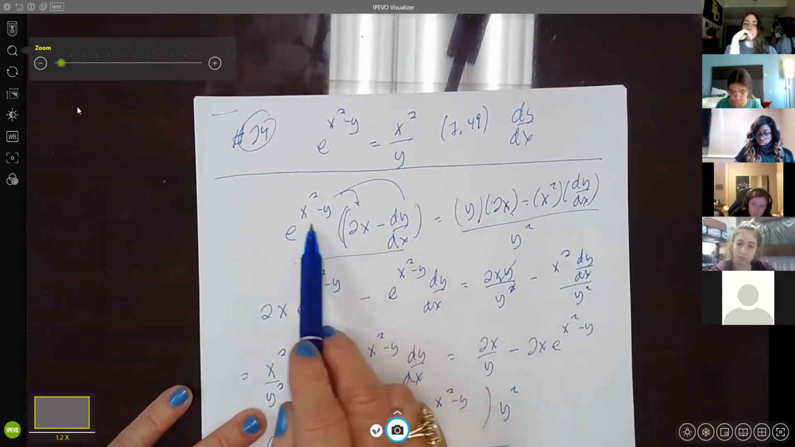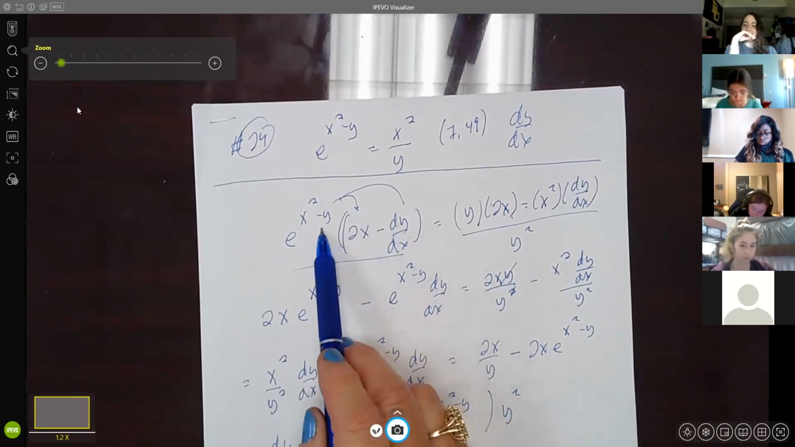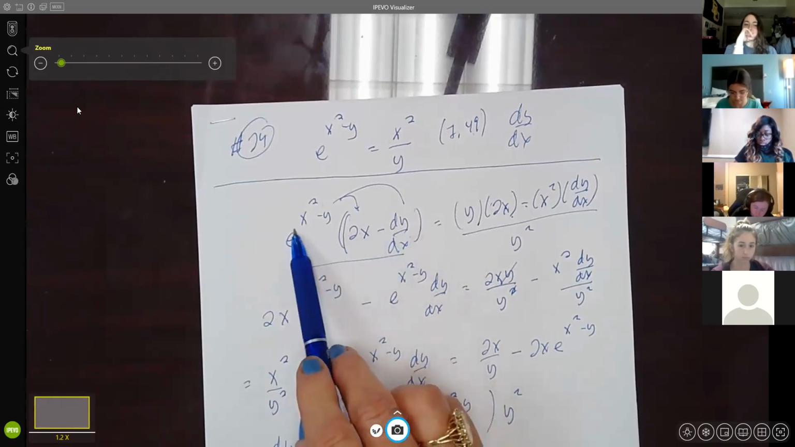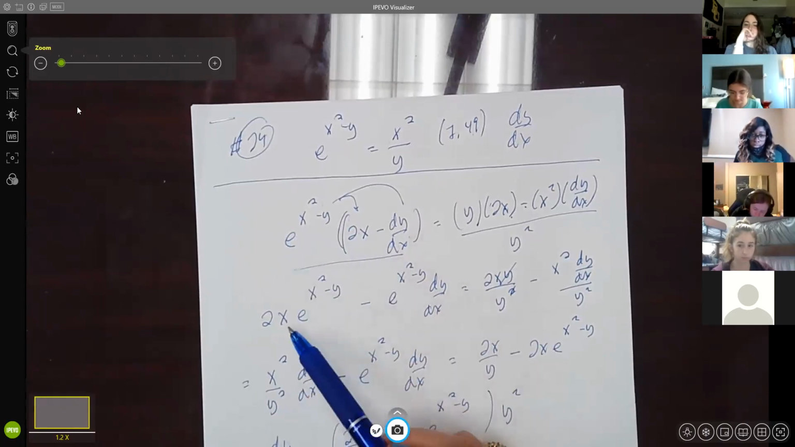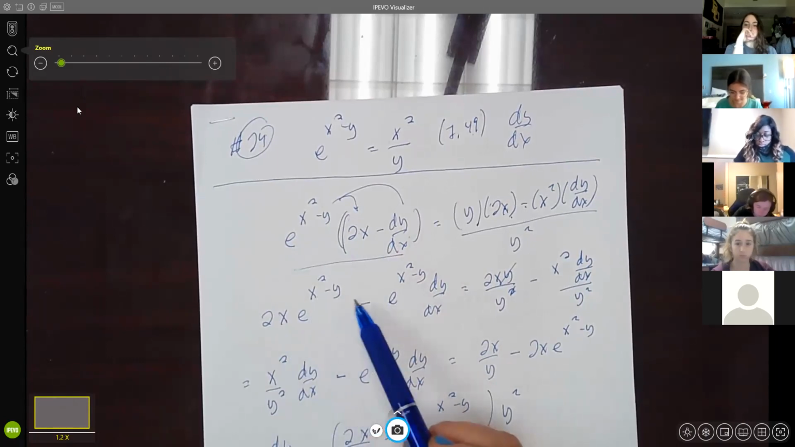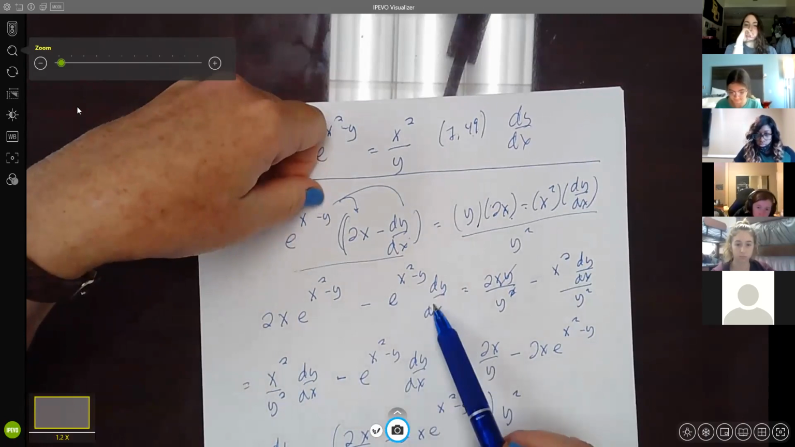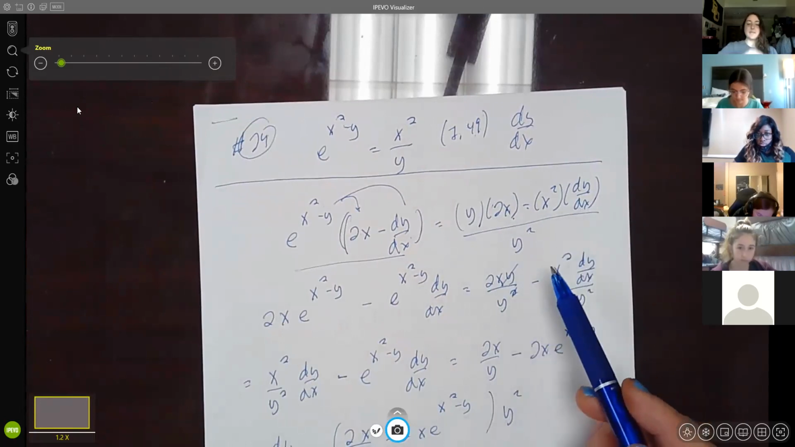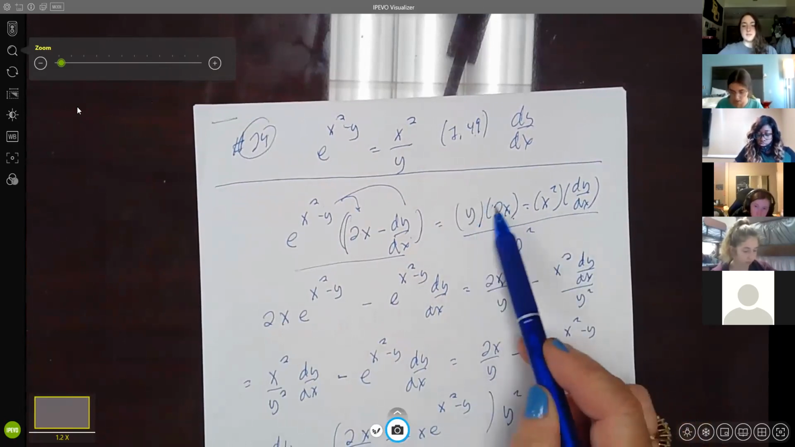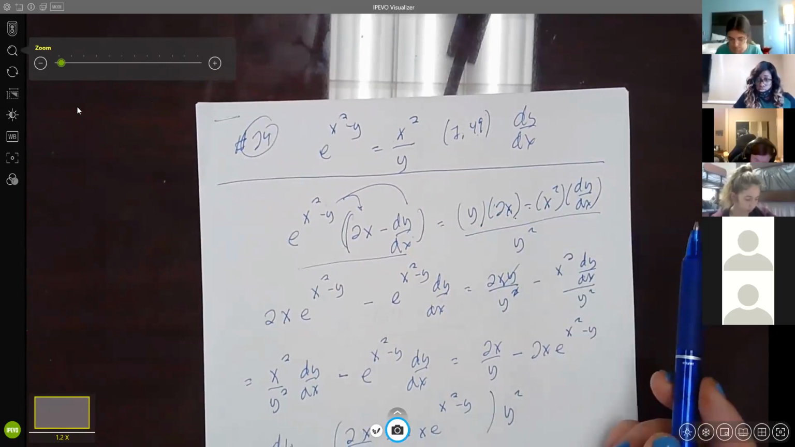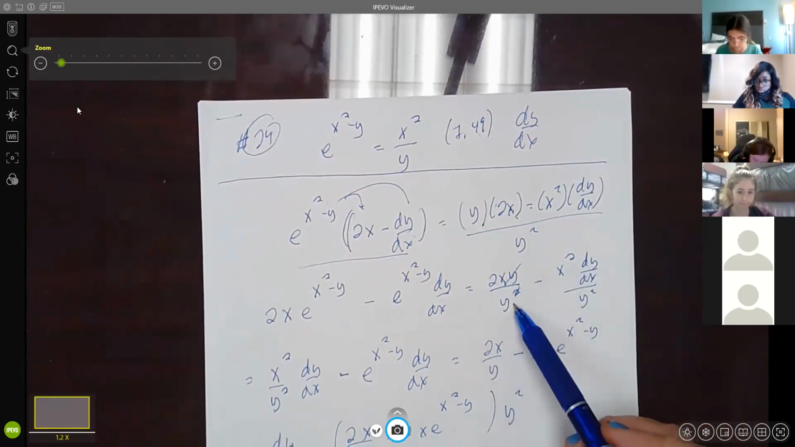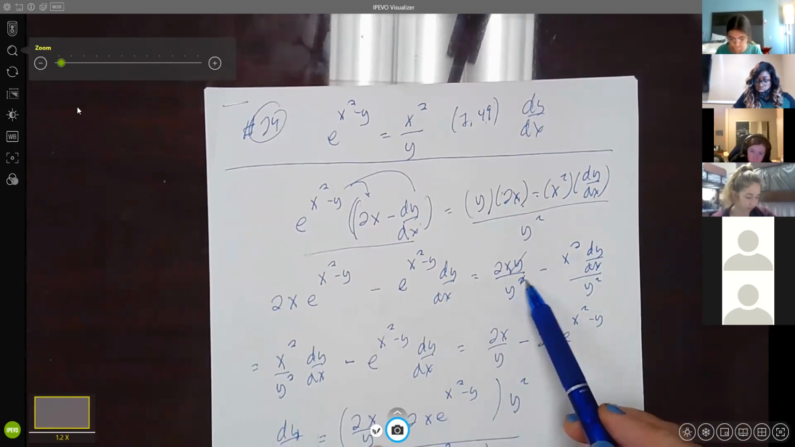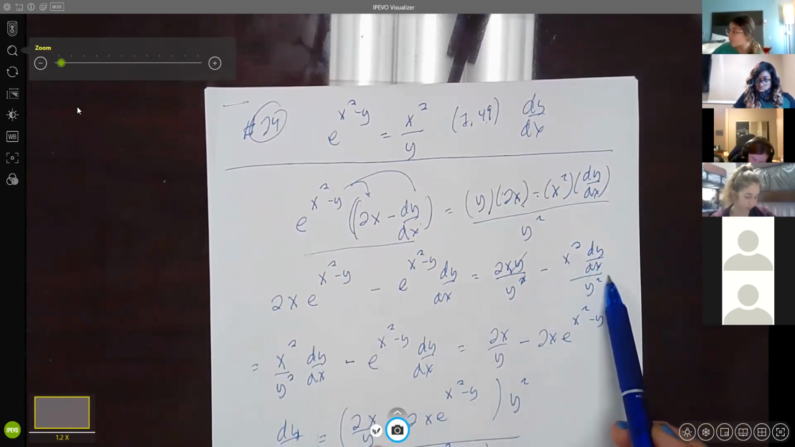And your next step, we need to isolate our dy/dx. And so here it's stuck in a binomial. Distribute the e term to both of those. 2x times e raised to this power minus e raised to this power dy/dx equals, and I did this like that first one. We split it apart. We have all of this over y squared minus all of this over y squared. We can simplify it down that way. So that's 2xy over y squared. That y went away, the square goes away. x squared over y squared dy/dx.